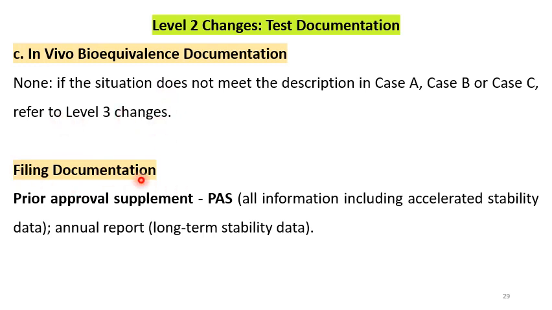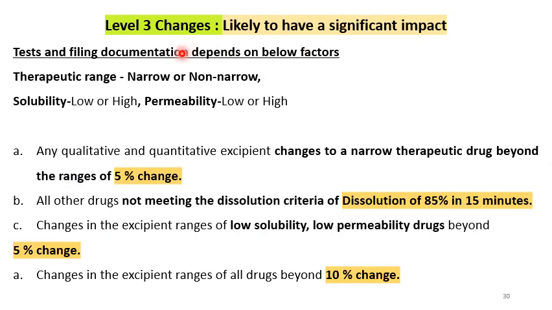Then filing documentation. Here the prior approval supplement, that is PAS, is required with all the accelerated stability data, annual report containing the long-term stability data. Then level 3 changes, these are the highest level of changes. And if the changes in the composition are above 10%, then it will go to level 3.